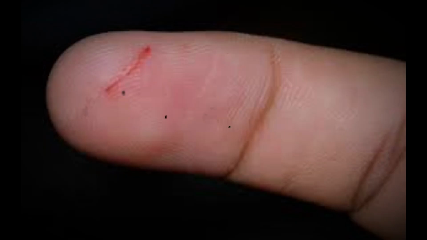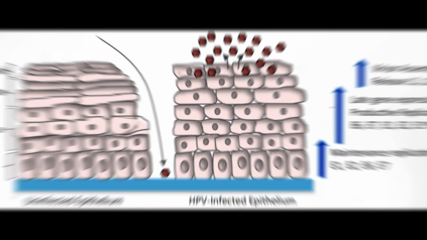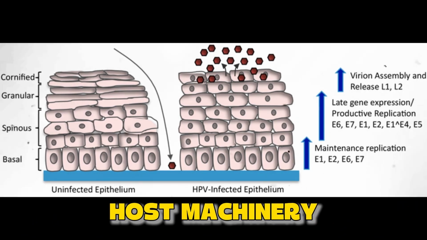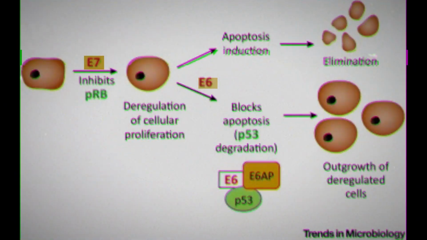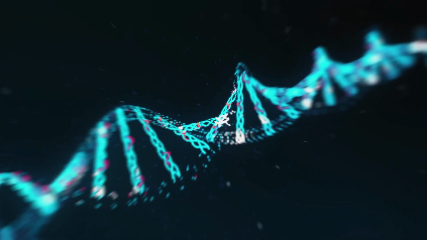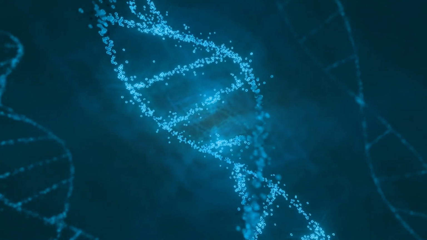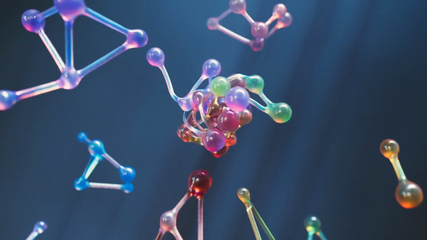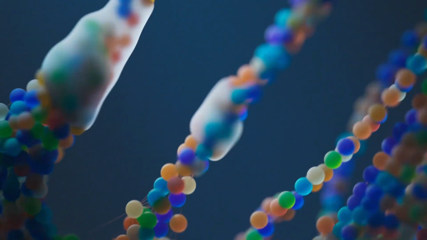The cycle begins when the virus enters the body through tiny cuts or abrasions in the skin or mucous membranes. It targets basal epithelial cells, where it integrates and uses the host machinery to replicate. The early viral proteins E6 and E7 disrupt normal cell processes, promoting uncontrolled cell growth. As infected cells move towards the surface, the virus replicates its DNA and assembles new particles. These mature viruses are released when the infected cells shed, ready to infect new hosts. The cycle is often asymptomatic but can cause warts or, in some cases, cancer in persistent infections.